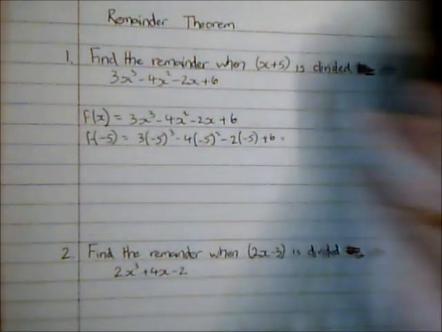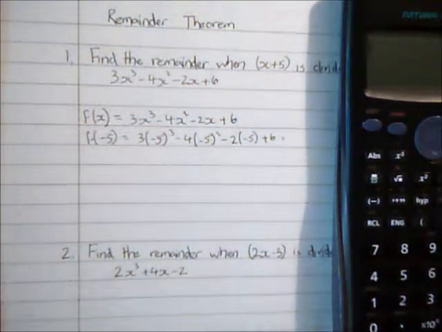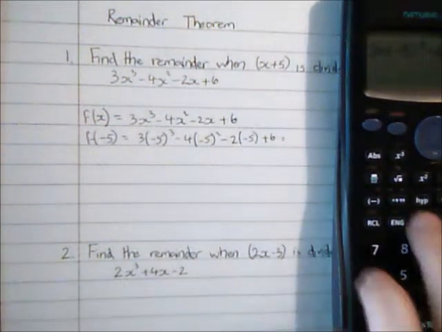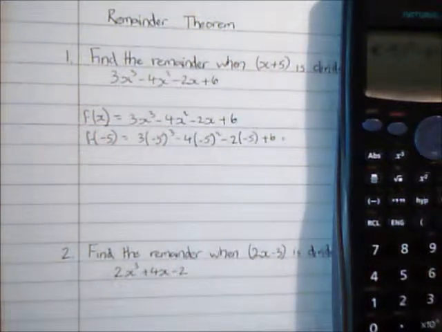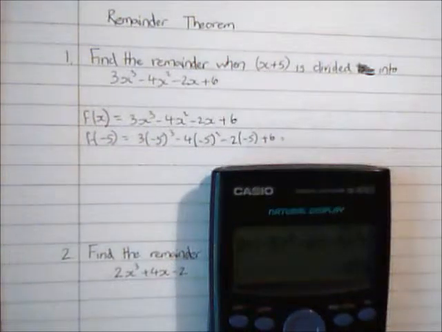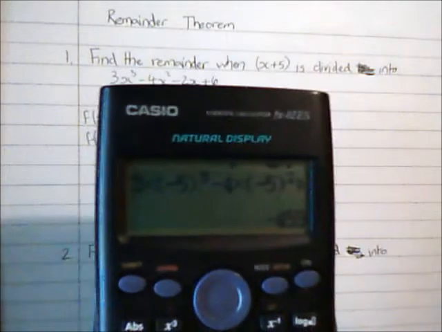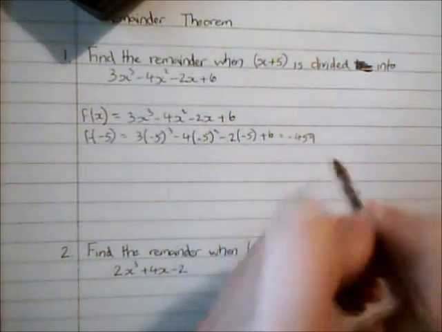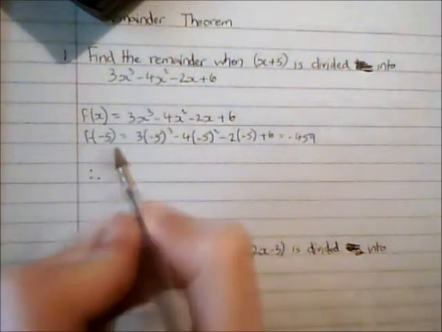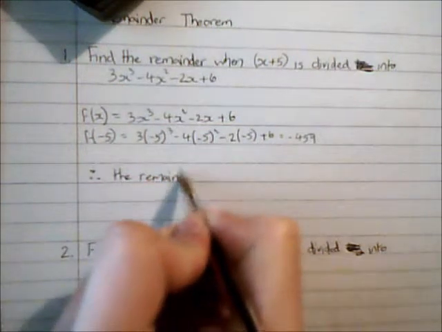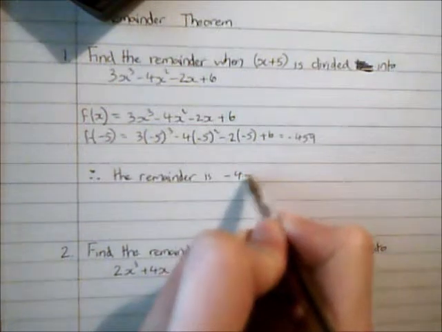So I'm going to evaluate this using my calculator. So 3 multiplied by negative 5 cubed, subtract 4 lots of negative 5 squared, subtract 2 lots of negative 5, add 6, and that's given me here negative, I don't know if you can see that, but that's given me negative 459. So therefore the remainder is negative 459.